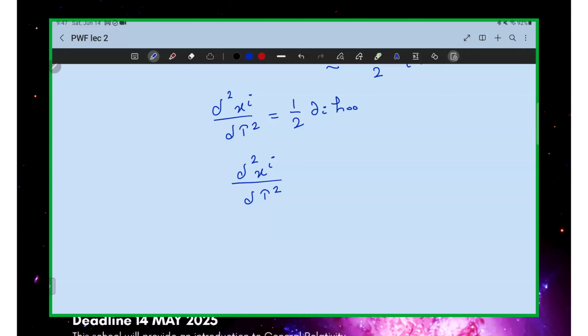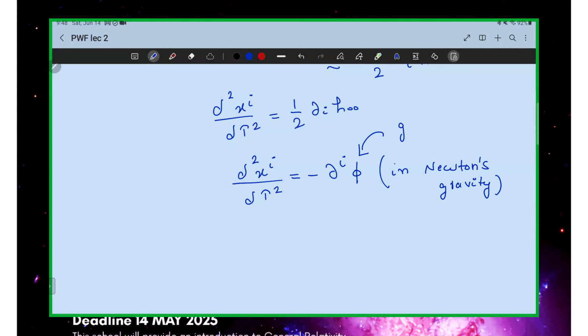So this thing has to be acceleration. And acceleration happens because of force, right? And force is the negative of the derivative of the potential, of a gravitational potential, for example. So this thing should be something like this in Newton's gravity. So this is the gravitational potential. Okay, so this is what the equation should look like in Newton's gravitation, right?